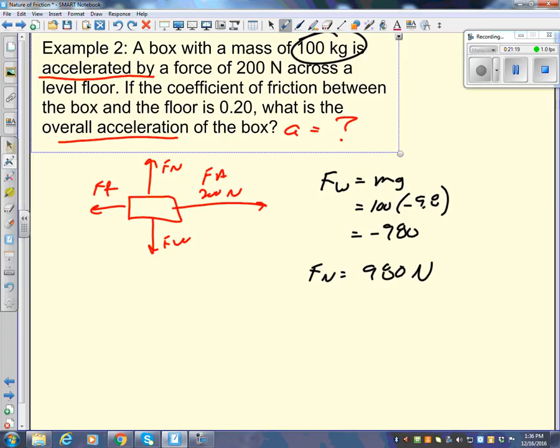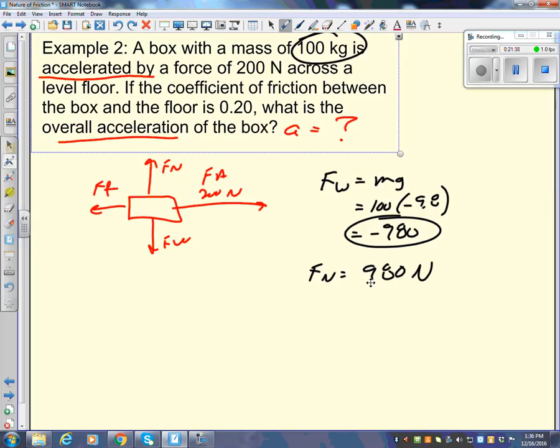Sometimes those naughty question people like to give you the weight force already in newtons. They've already multiplied by 9.8. Every once in a while they do that. They'll say the weight of an object is so many newtons. Do not multiply by 9.8.